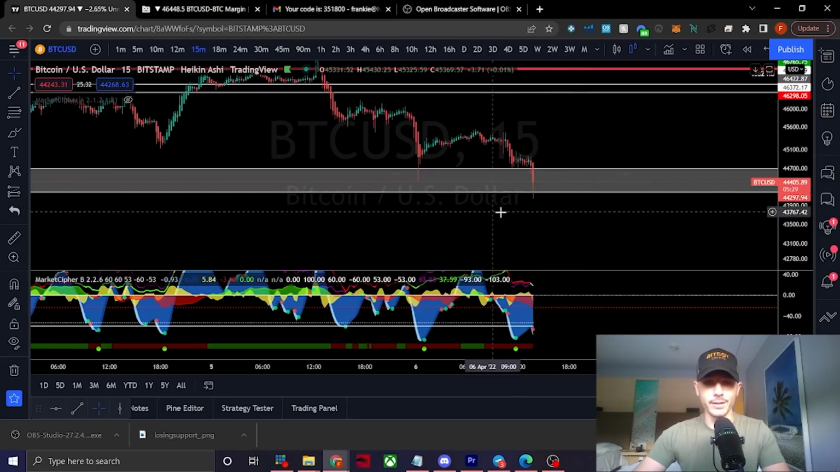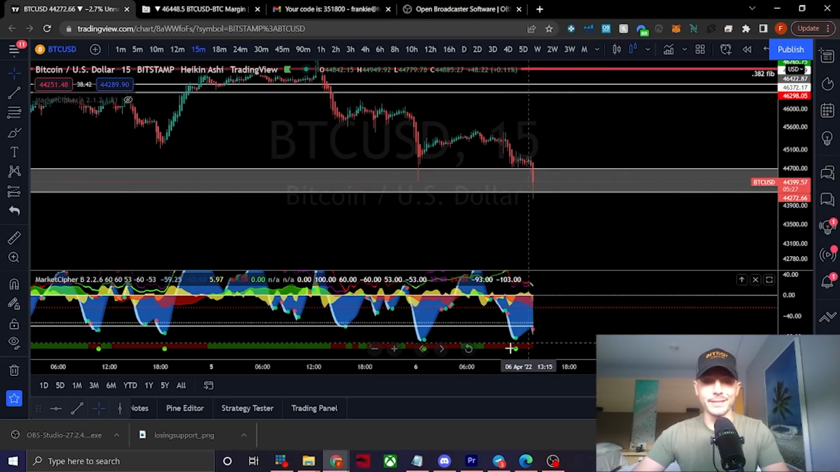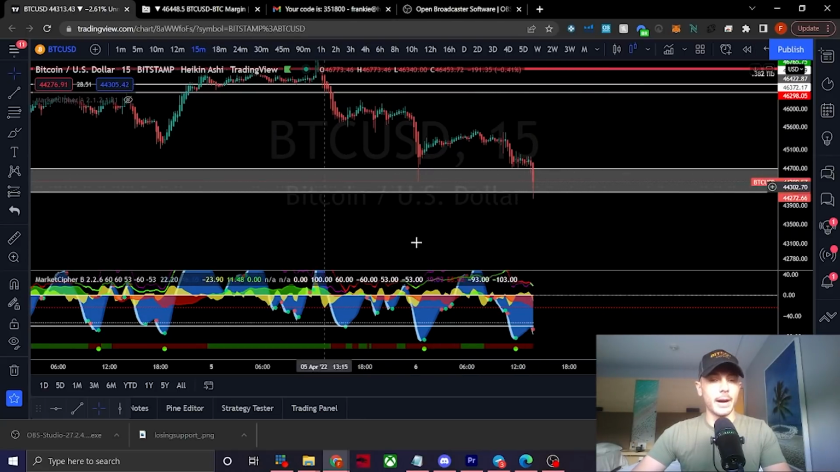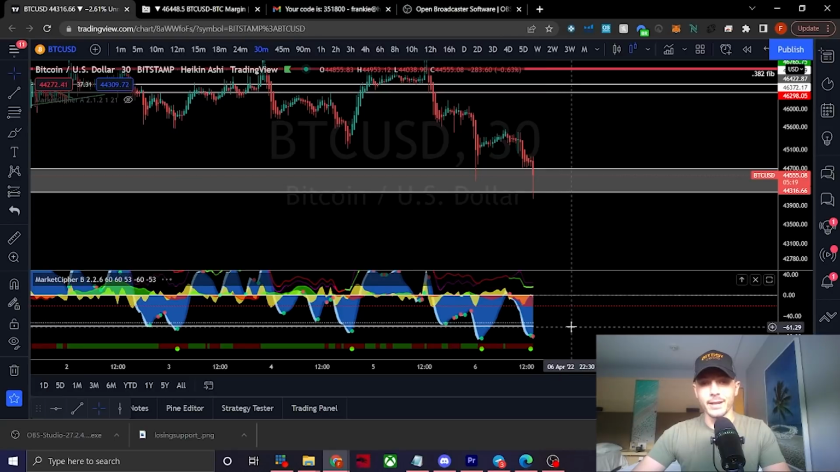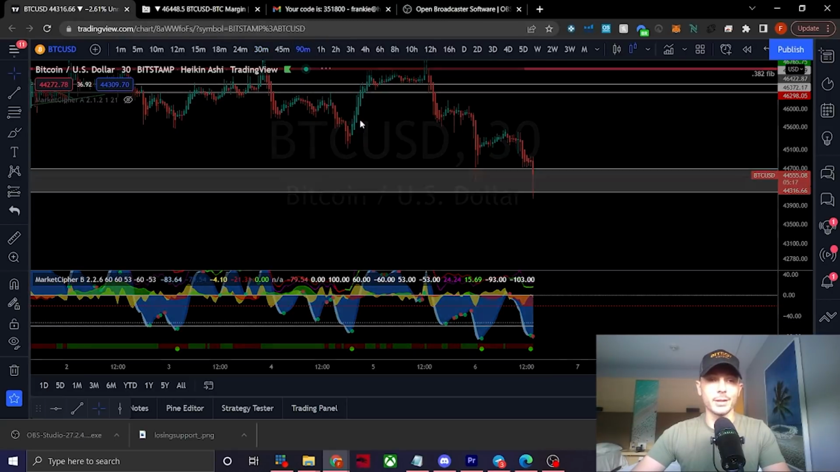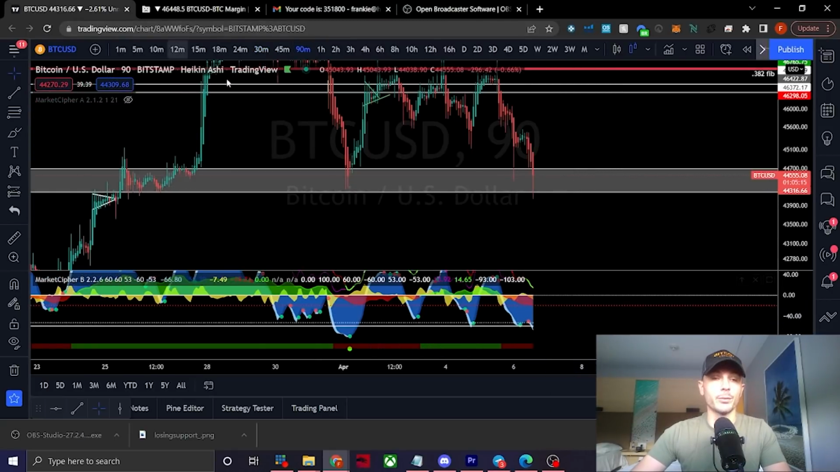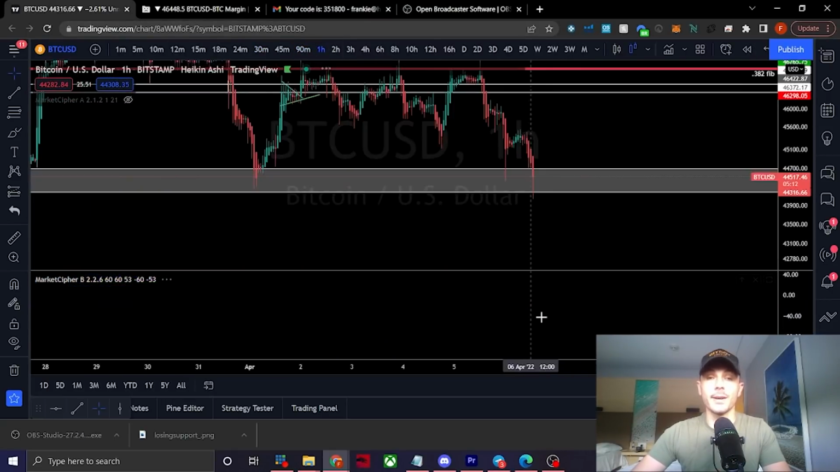So we really want to hold this level, but we are starting to wick below it. We have to see if we can hold it. But we do have money flow generally just coming down here. If we look at the 30-minute, money flow in the red. Let's look at the 90-minute. Money flow in the red. So there is room to continue coming down a little bit here.